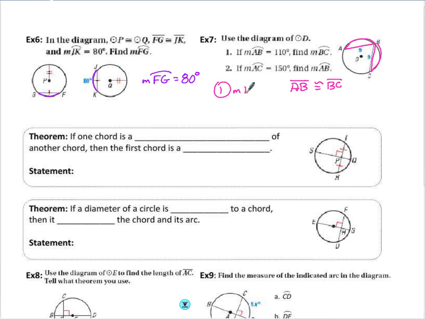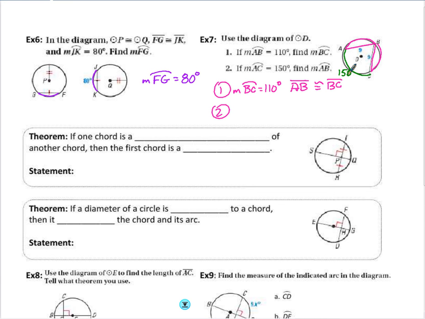In number 2, they tell me that AC, this is a little bit more challenging, so follow along closely, AC is 150 degrees. I need to find AB. I don't know what AB is, but I do know that AB is congruent to BC.